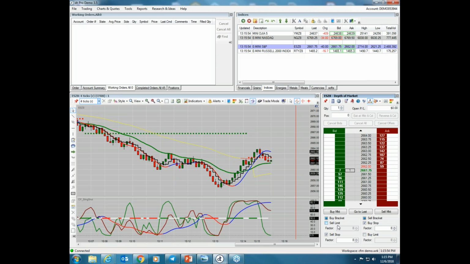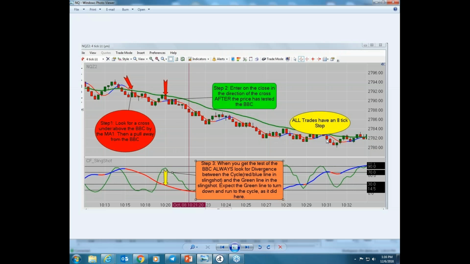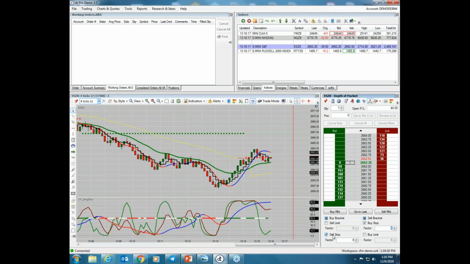Okay. Keep the sell limit and buy limit open because we're not limiting our profit. Okay. And we're going to let our profits run. But after selecting buy stop and sell stop, what I want you to do is right click over it and put factor in ticks. Whatever number's in there, just make sure it's an 8. Because as I said before, every trade has an 8-tick stop attached to it. Okay? So again, here's sell stop. Here's my arrow. Right click over it, factor in ticks. Make sure that's an 8.